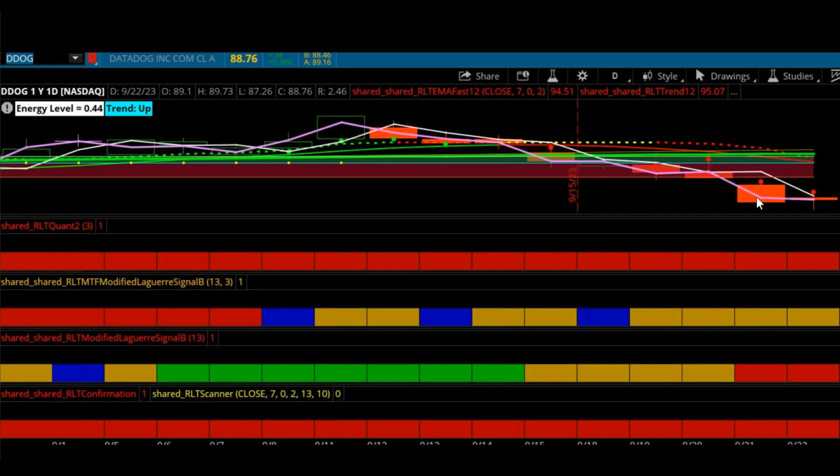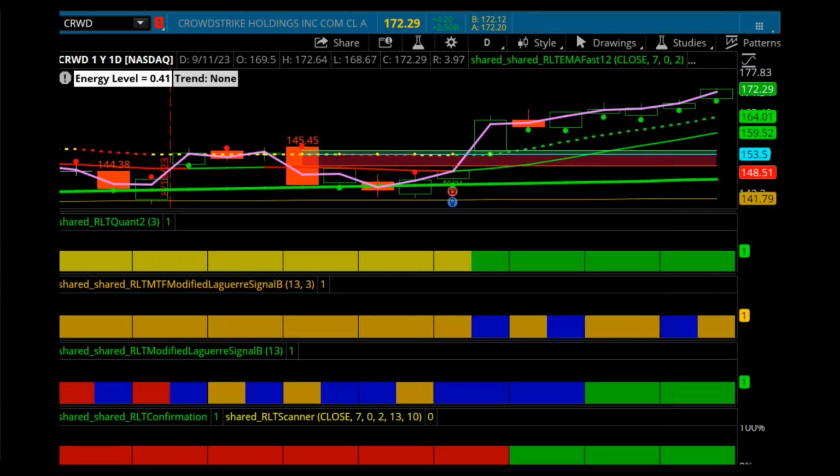But there was no reason for us to get out. The institutions were selling it. We could see that, and we stayed with the trade. All right, so that's what it looked like. And I just kind of want you to see what the compass system looks like. And this is one of the elements I'm using to find these high probability trades.